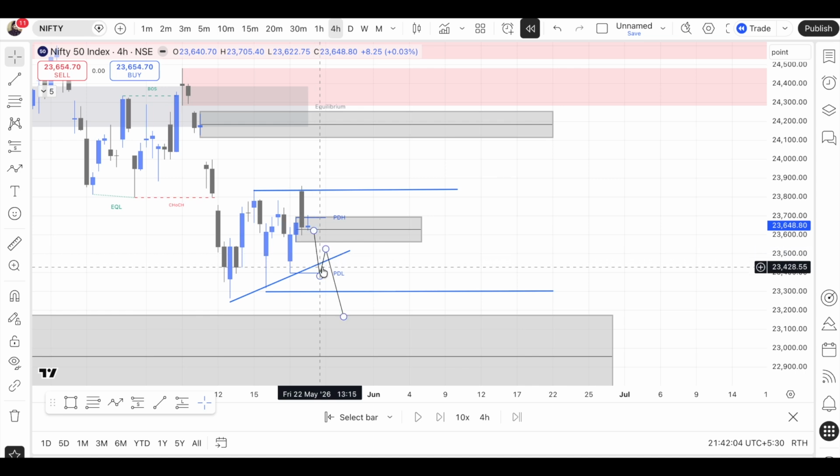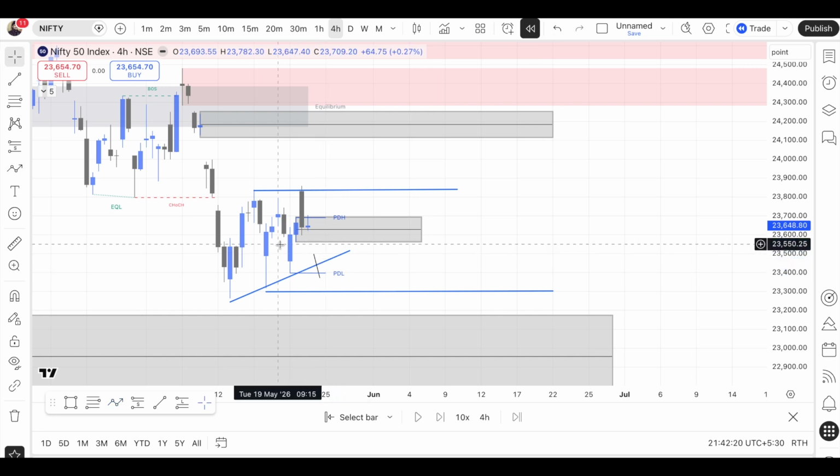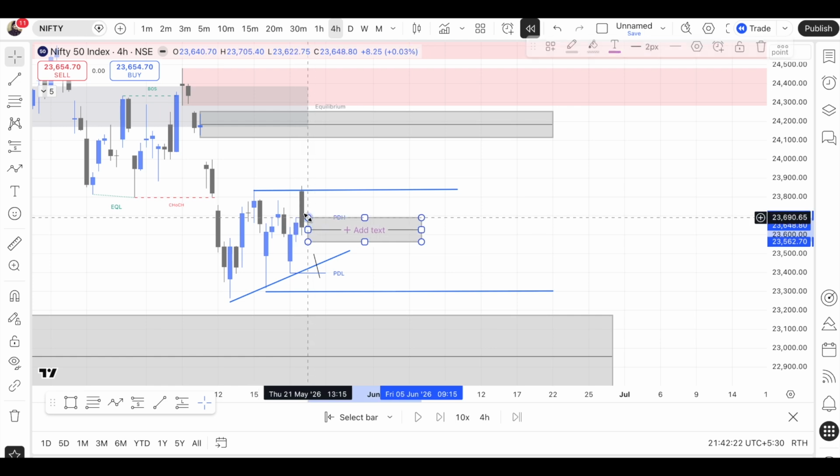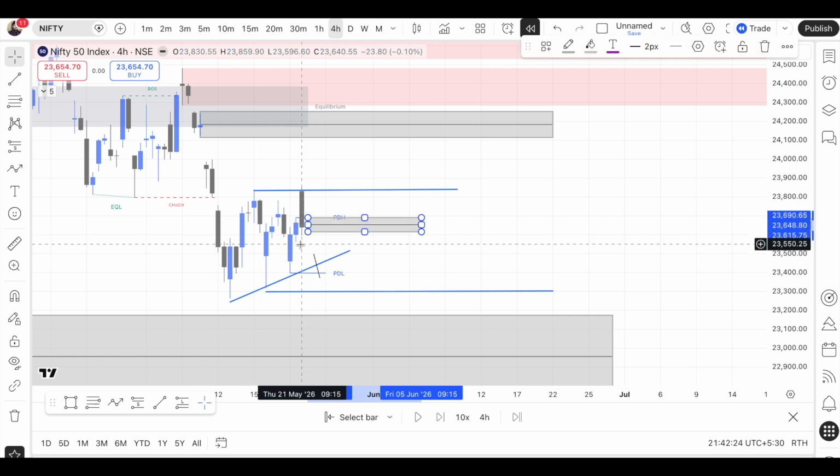Wherever the market opens here, I would like to see a strong closure first below this swing point, to be more precise, 23,400. If I get a strong closure below this, then I would like to see a pullback. If the market opens gap down, the last indecision candle will eventually act as your supply.